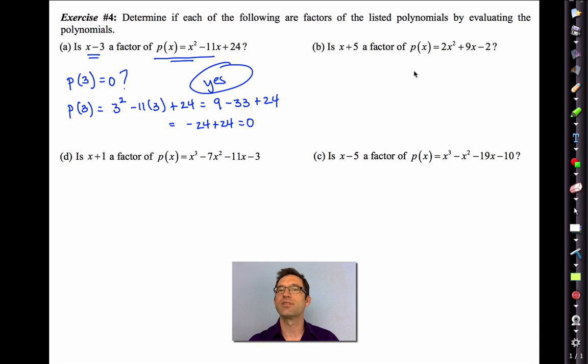How about x plus 5? Is that a factor of this polynomial? Well, for that, what we're going to want to do is not evaluate p of 5, but p of negative 5. Okay? And again, let's kind of do this the long way.